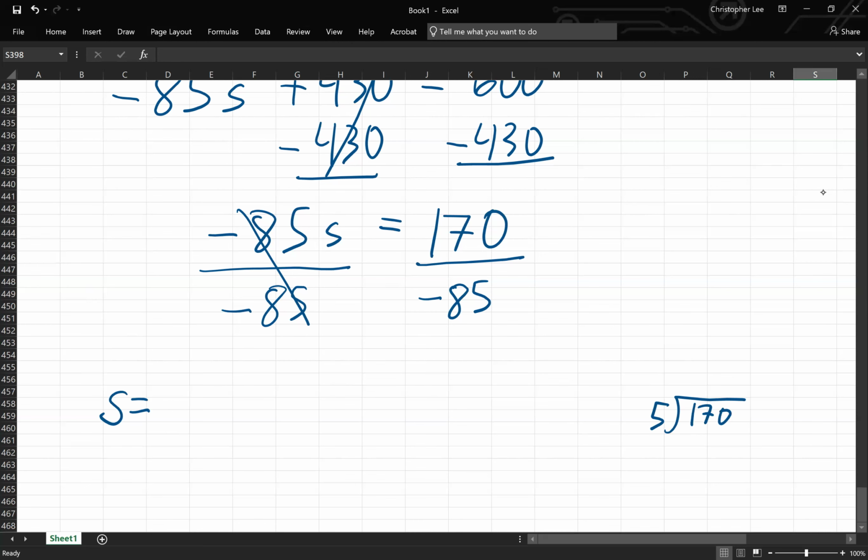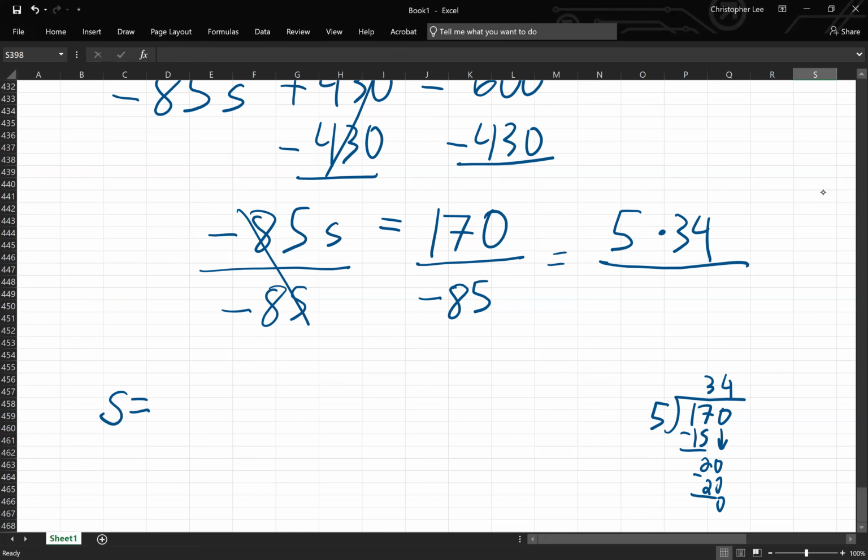So 5 goes into 17. What's that? 3 times, right? 3 times 5 is 15. This is 2. Bring this down. So 5 goes into 20 4 times. 4 times 5 is 20. Subtract, the remainder is 0. So 34. So this becomes 5 times 34. For real, I didn't know the answer. I'm just asking y'all. That's really good, though. It was a really good guess.